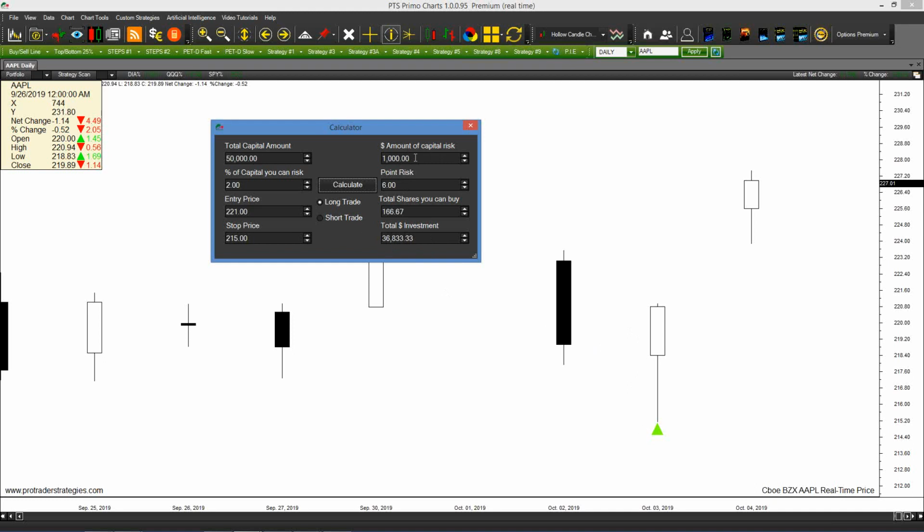All right, so let's say we wanted to only risk 1%. All right, so we go down to 1%. We still have the same parameters. We calculate, and now we can only roughly buy about 85 shares. Now we're only spending $19,000, but we're only risking $500. So if we lost on this trade, well, guess what? We still have $49,500 in our account.